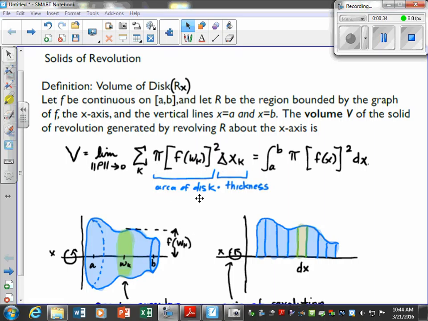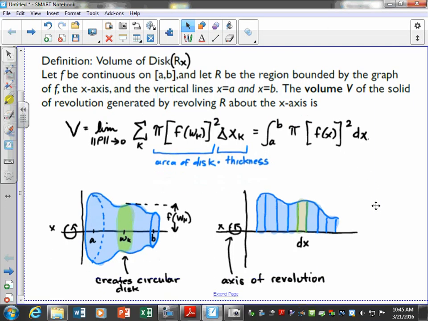And I kind of put down here exactly what those represent. So that's the area of the disk. That's what we've done previously in a previous lesson. And this represents the thickness. So it's represented by this interval over here. And if we look at the images down here, this is the 3D version of it, or the attempted 3D version of it. This is your f of w sub k here. This is w sub k.